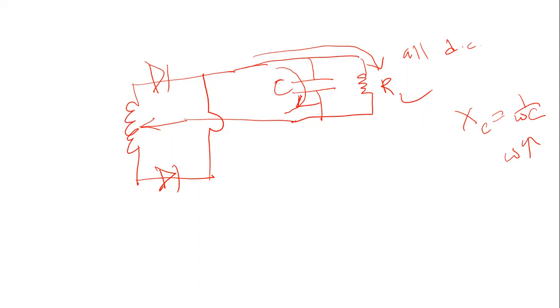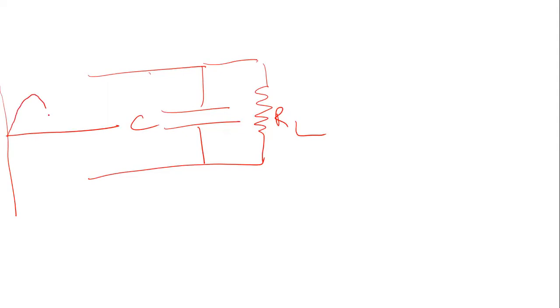Now, there is another way of explaining this also. If you remember, the circuit is something like this. You have a capacitor and you have a load resistance RL. The output of your rectifier is coming like this. It is rising up and then decreasing, rising up and then decreasing.